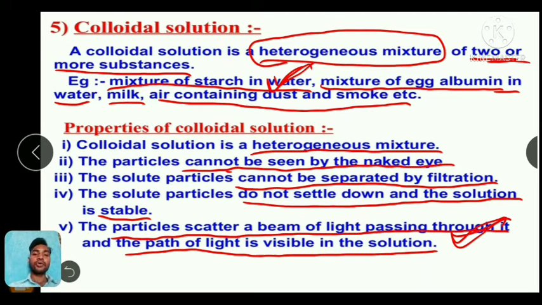Okay, the starch in water and the milk. These are very basic examples to help you understand colloidal solutions. In a colloidal solution, when you notice milk in a glass, you can't identify the particles separately, even by looking with your naked eyes. So that is one of the colloidal solutions. It has some different properties from heterogeneous mixtures, but it is a heterogeneous mixture.